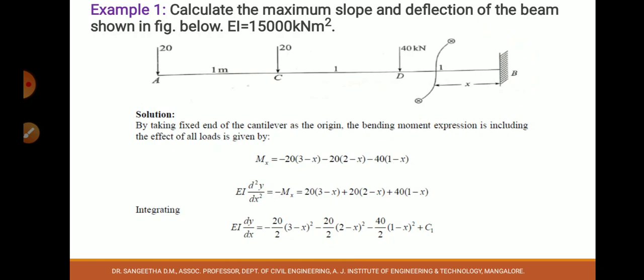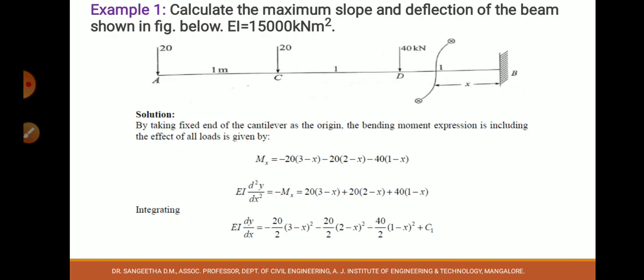Now integrate it. EI into dy by dx, 20 into 3 minus x. So integration of 3 minus x is 3 minus x whole square by 2, and this is minus x, so minus 20 by 2, 3 minus x whole square by 2. Then plus 20 into 2 minus x, and that minus x, so it becomes minus outside, 20 by 2 into 2 minus x whole square by 2, again that minus x.